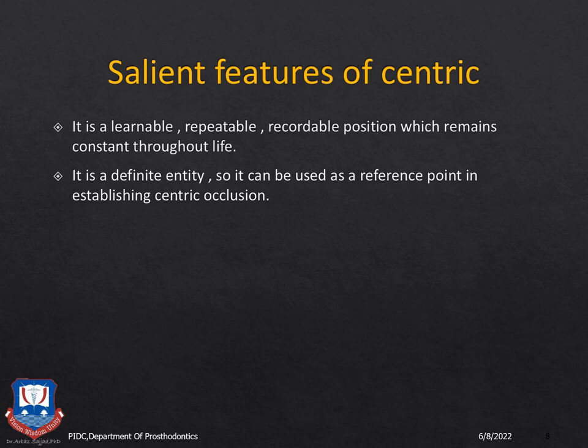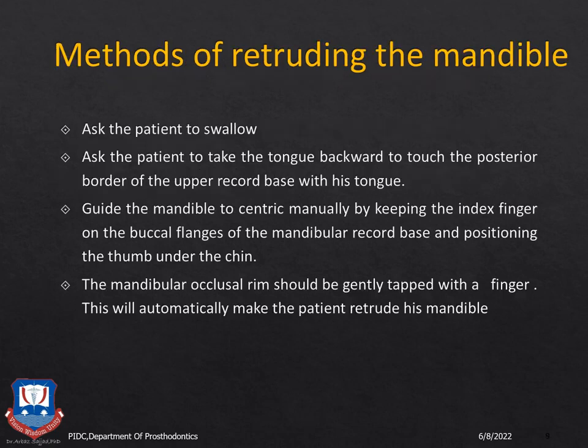Now, the salient features of centric relationship are: as I mentioned before, it is a learnable, repeatable, and recordable position which remains constant throughout life. It is a definitive entity, so it can be used as a reference point in establishing centric occlusion, that is, during horizontal jaw relation. So, what are the various methods of retruding the mandible so that the mandible can be brought to the centric relation position, which is a bone-to-bone position, whereas centric occlusion is a tooth-to-tooth position.